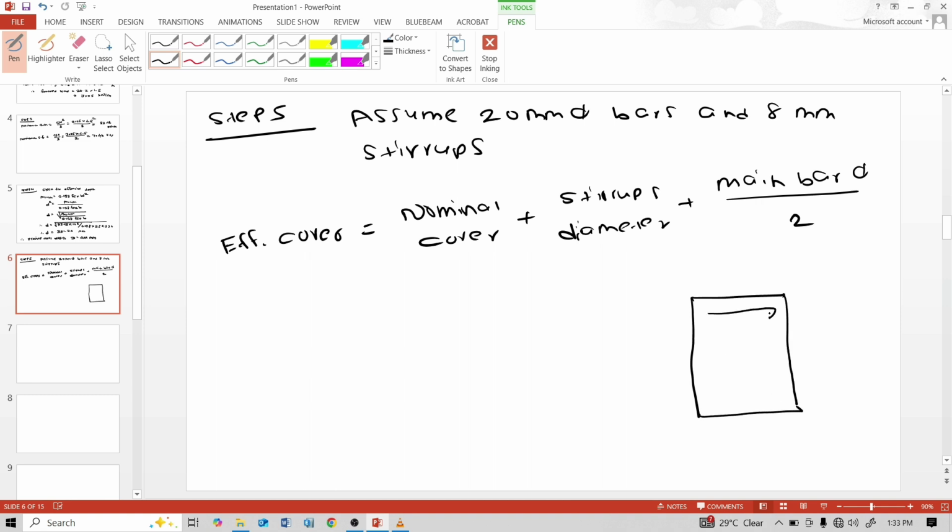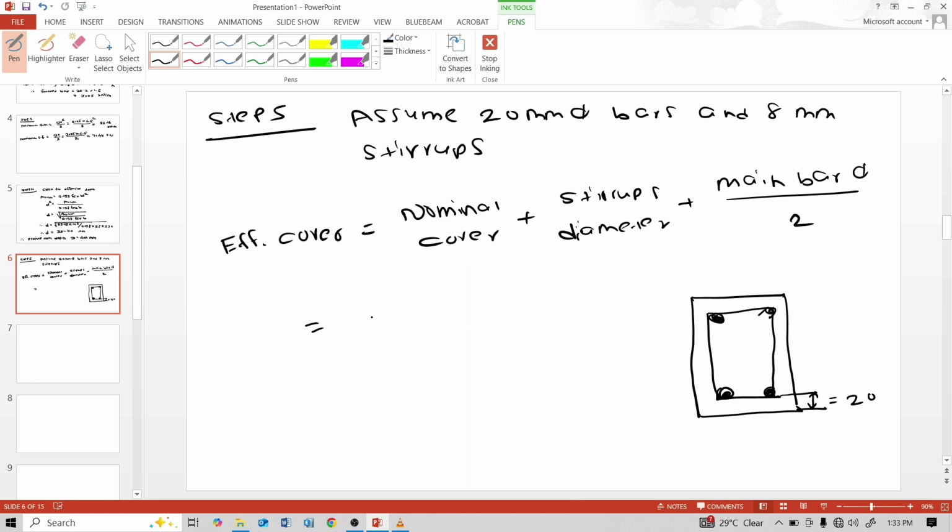So in section, this is beam, this is stirrups, these are anchor bars, these are main bars. Nominal cover is this distance. Nominal cover they have given us in numerical 20 mm. So we calculate effective cover. This is stirrups. Stirrups diameter is 8 mm and main bar diameter 20 mm. We assume.